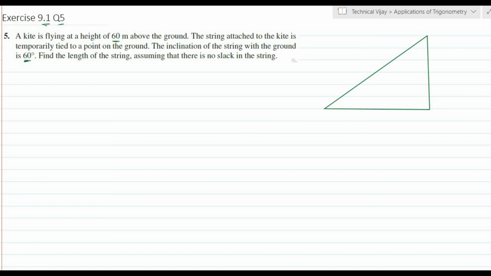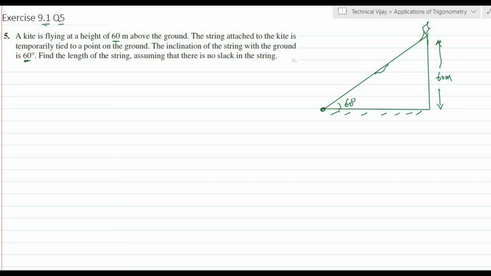So here a kite is flying at a height of 60 meters above the ground. So this is the ground. 60 meters above the ground means he has given the height of this kite. Let us consider this is the kite. The string attached to it is tied at a point on the ground. The inclination is 60 degrees, and assuming there is no slack, this is a straight line. So this is 60 degrees and this is 60 meters.